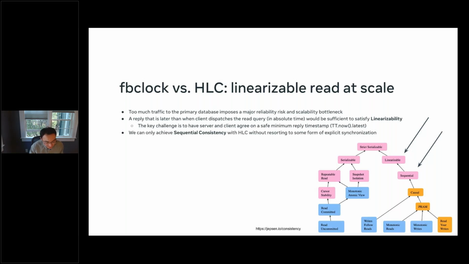So in this case, the fbclock affords linearizability at scale, but this is something that is very hard for HLC to do. Without explicit synchronization or coordination, HLC can achieve sequential consistency, which is also something pretty useful, but weaker than linearizability.